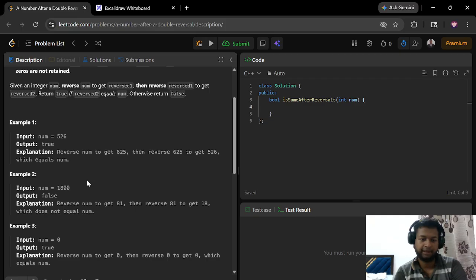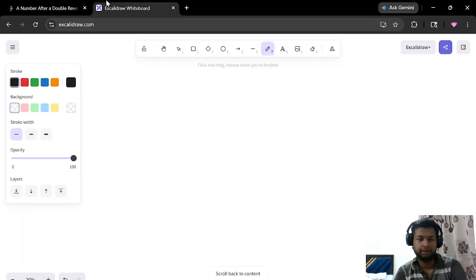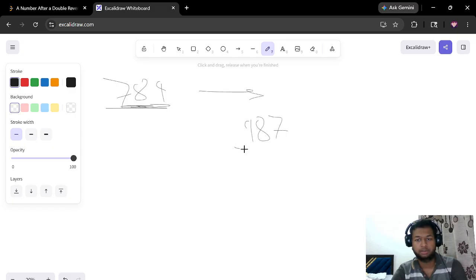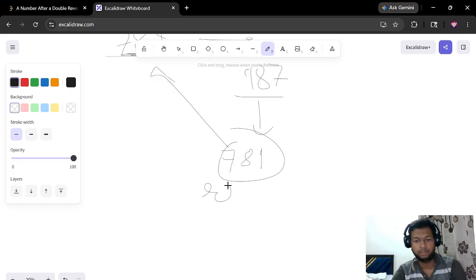So what I am seeing here is a pattern, like if a num is a normal number. What is a normal number here? Let's take an example. I will take 789. If I have 789, after reversing it, what will I have? 987. Again after reversing it, I will have 789, and after comparing it with this, our output would be true.